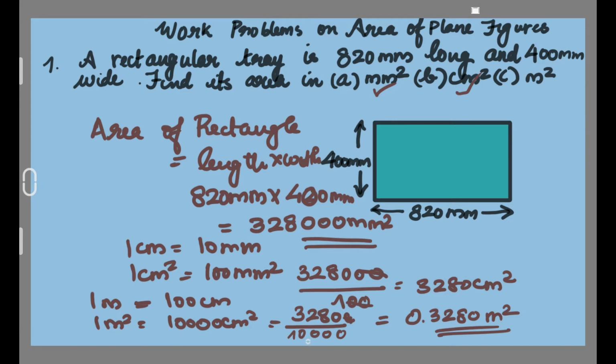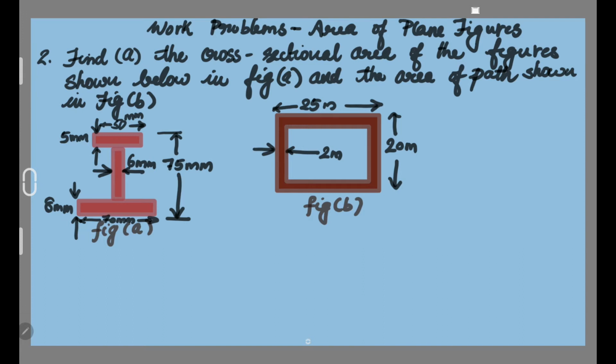And now let's discuss the second problem. The second question is, find the cross sectional area of the figures shown below in figure A and the area of the path shown in figure B. So let's do the first part of the problem. You can see a girder formed with three rectangles. Let's name it rectangle A, and this is rectangle B, and this is rectangle C. So to find the cross-sectional area of this girder, you have to add the area of each of these rectangles shown. So let's calculate the area of this figure.